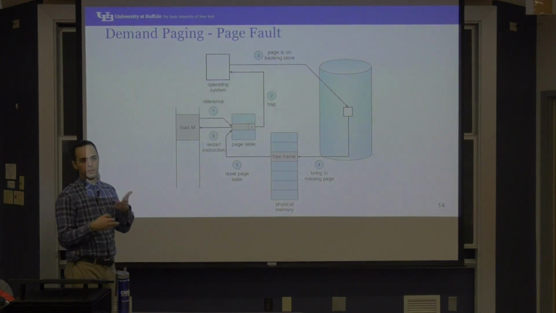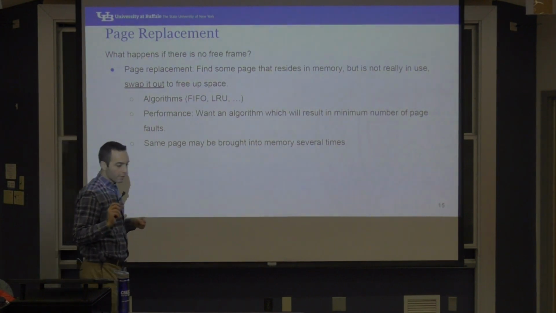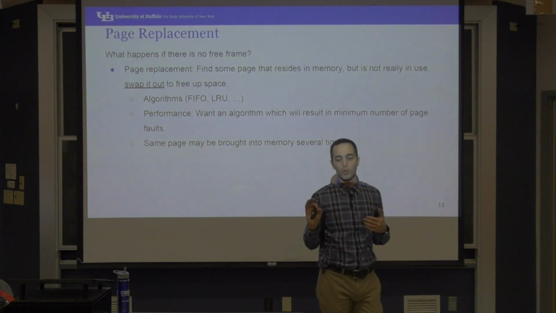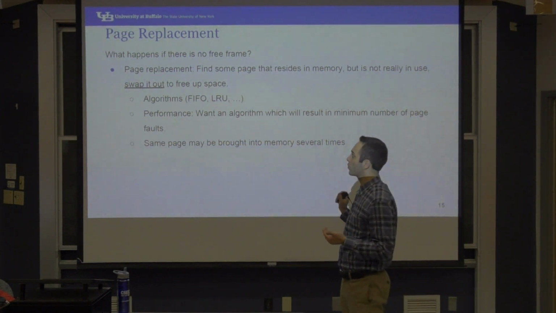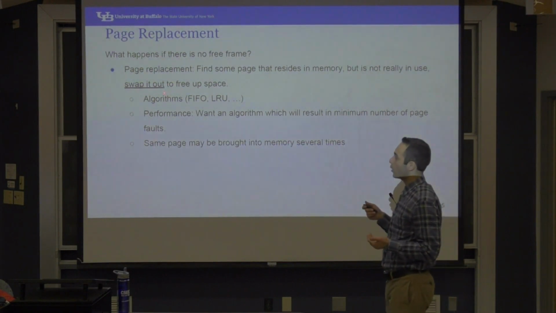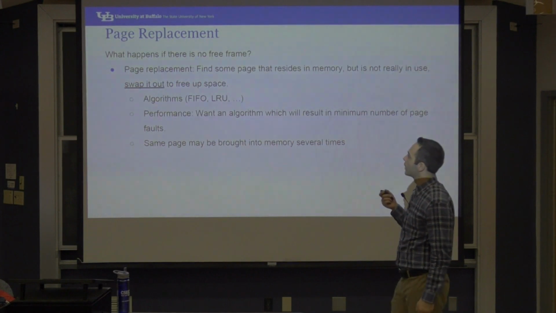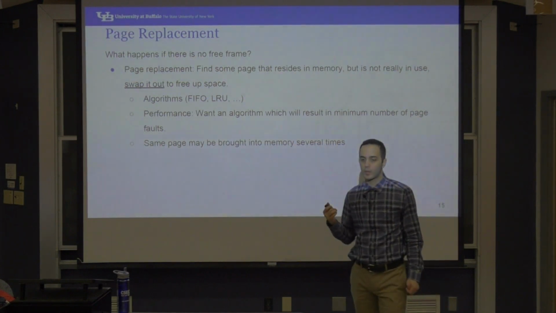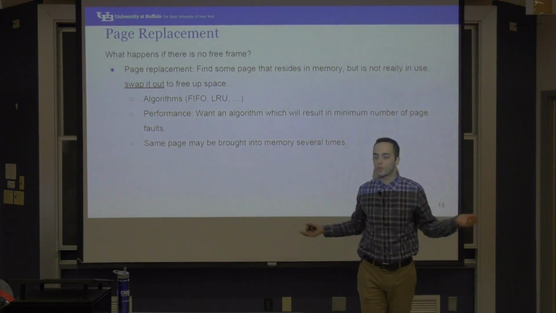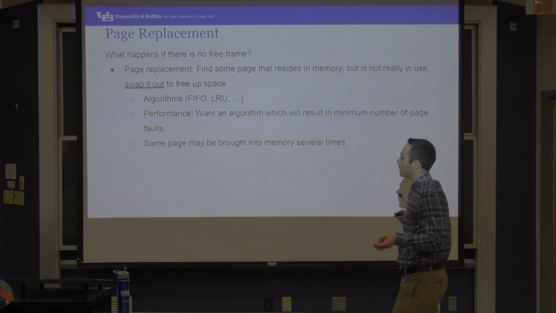All right. So this summarizes it. As I said, if the frames are not available, we have to replace some of the pages. That means we have to find a page and swap it out to make some free space in the physical memory, right? There are algorithms to do that, because among these pages that are available in physical memory, which one should we pick, which one should we throw out? And there are different criteria.